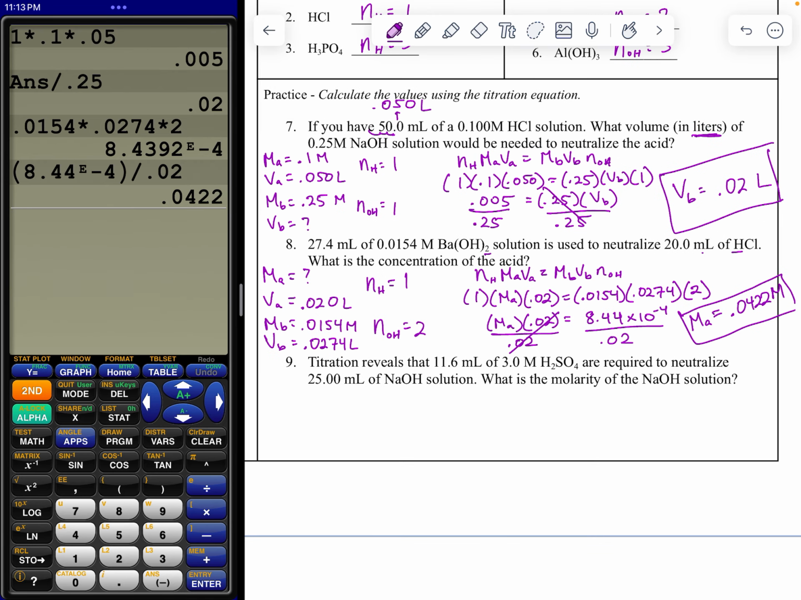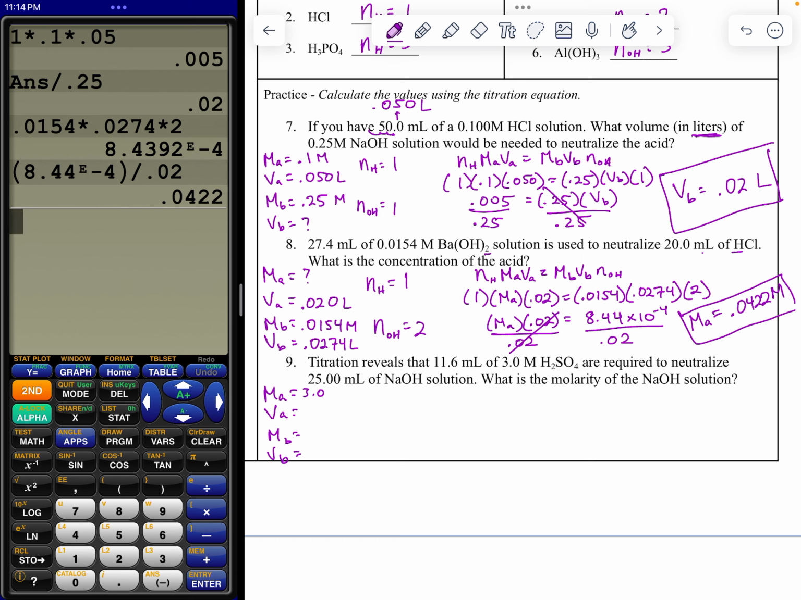And last but not least, let's do this last one, MAVA MBVB. Titration reveals that much 3 molar H2SO4, sulfuric acid, is required to neutralize that much sodium hydroxide solution. So again, anytime I see milliliters, I'm just going to move that decimal place backward 3 times, or divide by 1,000. So the volume of the acid, I know this is an acid because of those hydrogens in front, and I know this is a base because of the hydroxide ions in the back.